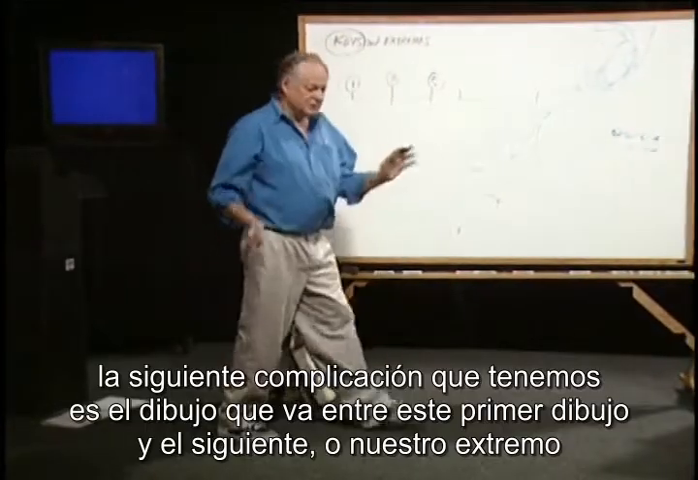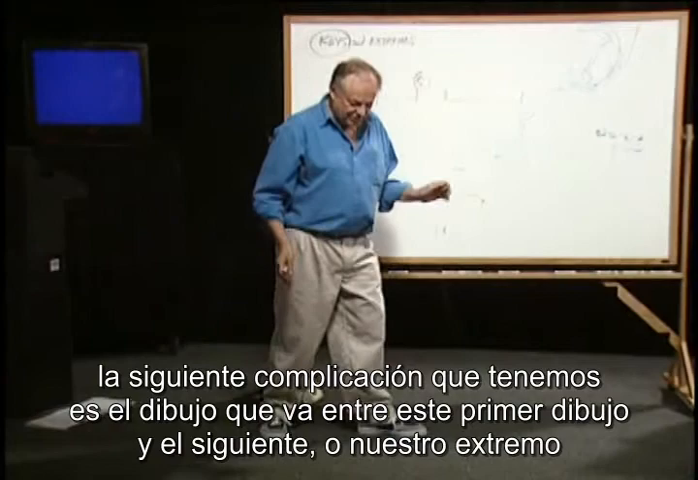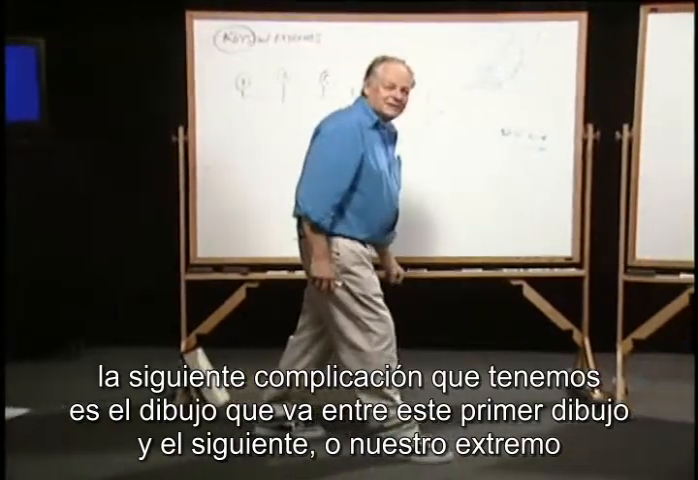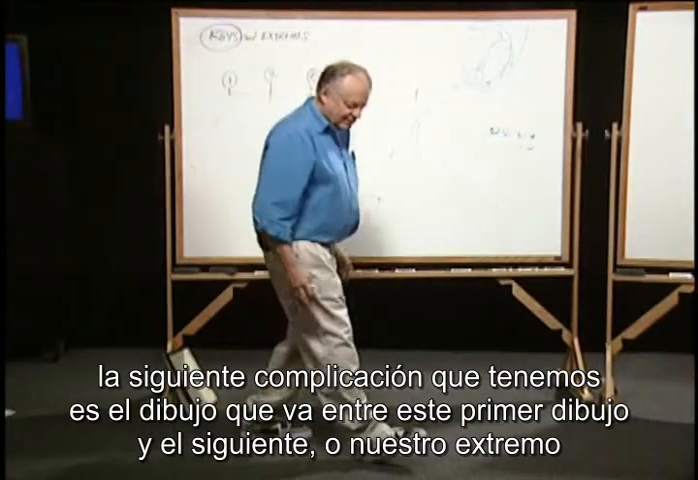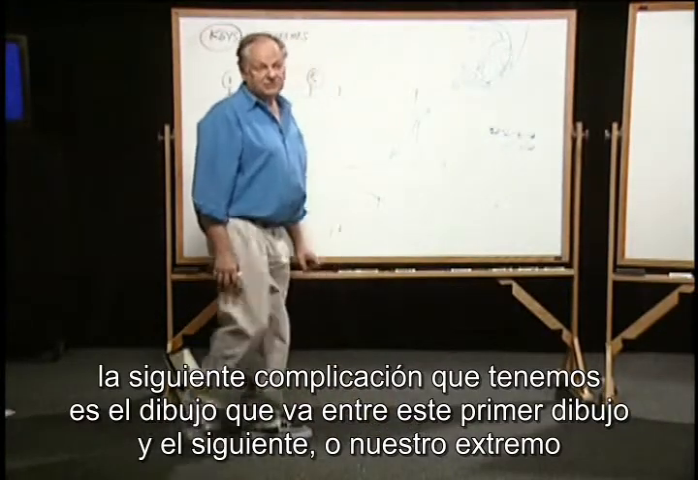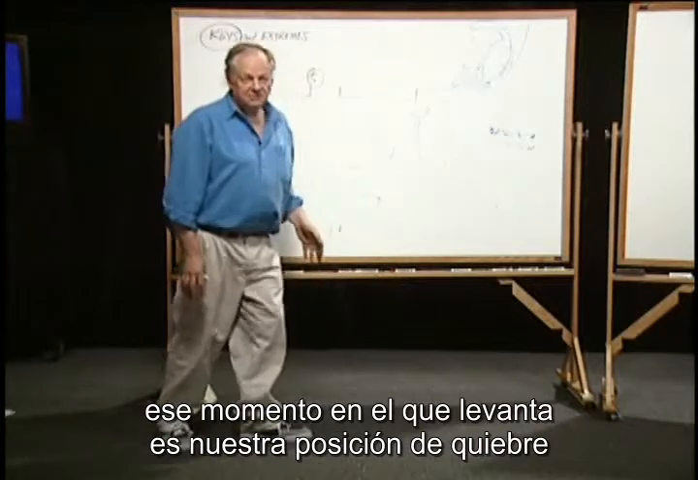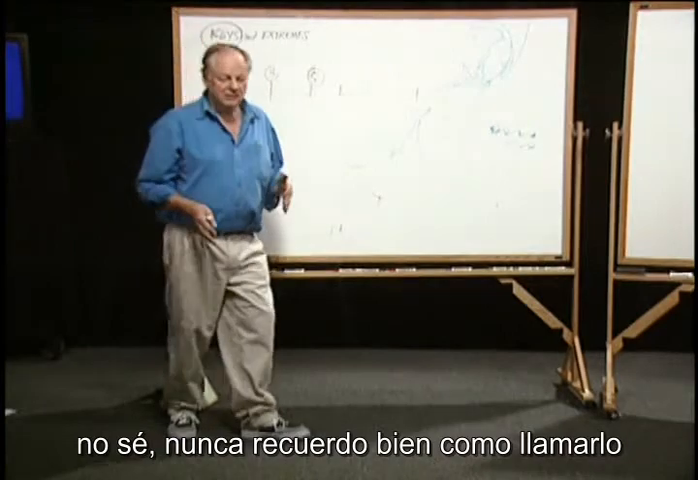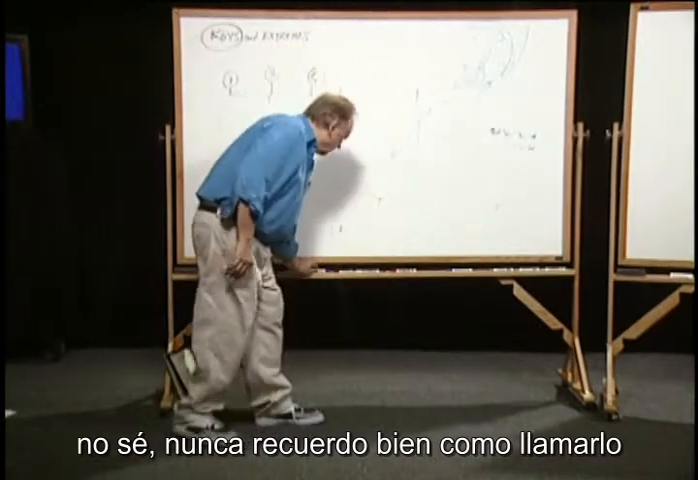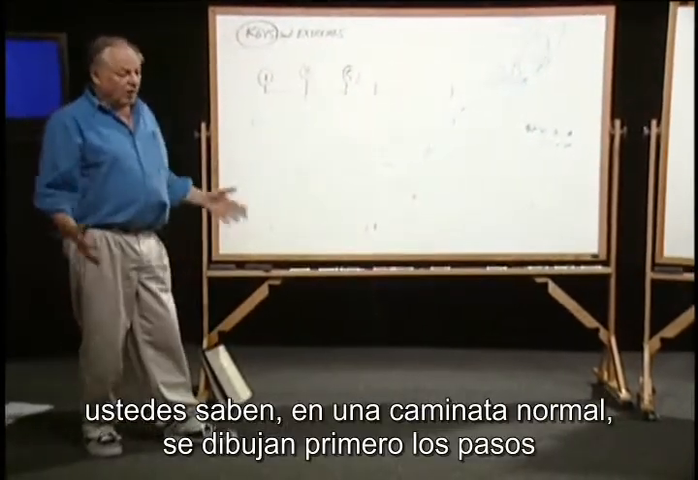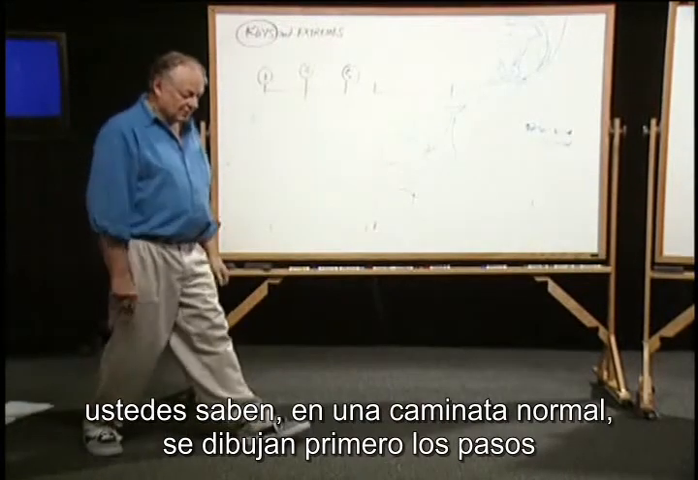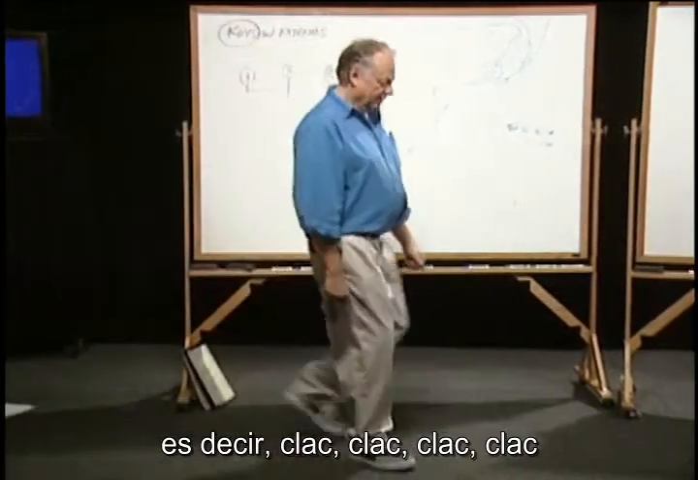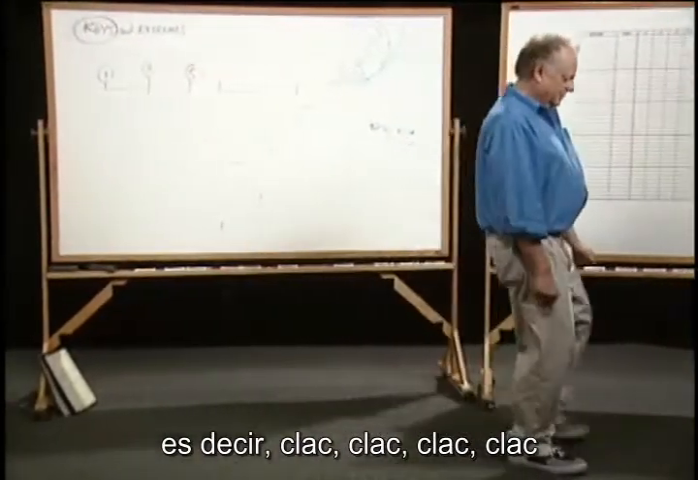In a minute, we're going to come to the next complication, which is the drawing between the key and, say, the first contact, which is going to be the passing position in a walk, or the breakdown. I never know what to call it. It's the middle position. You can see in a normal person's walk, you do the steps first. Click, click, click, draw this, draw that one, draw this one.